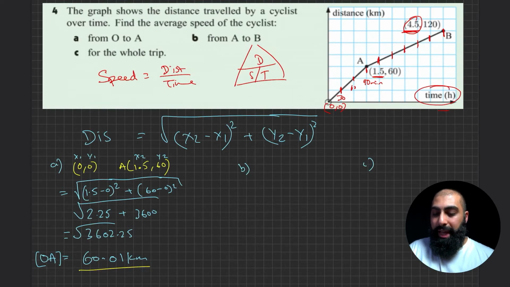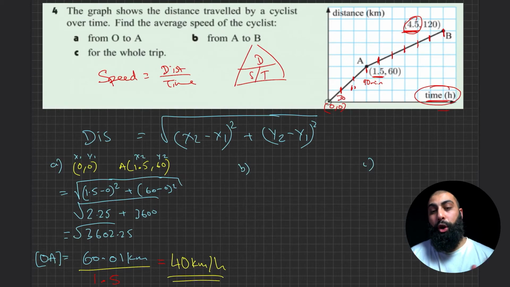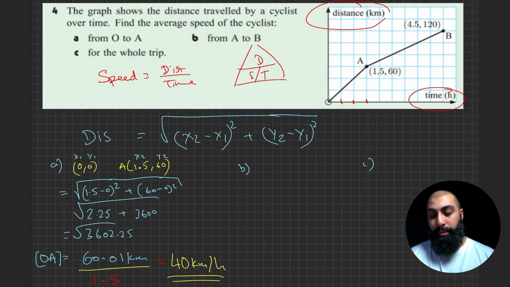And we can confirm that's 4.5 hours. So the time, the x value, is going up in half-hour segments. So from 0 to A, we're going to be dividing by 90 minutes or an hour and a half. So we can divide this by 1.5. So 60 divided by 1.5 gives us a value of 40 kilometers per hour. That's the speed between OA. Let's do the same thing for part B.